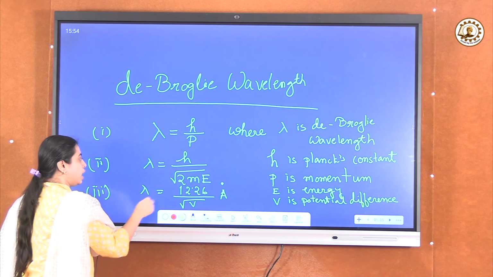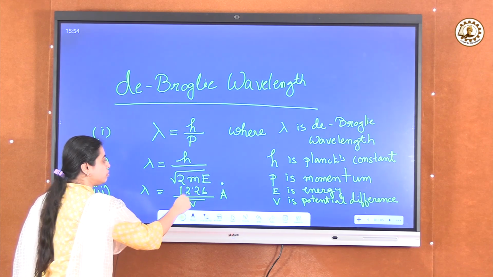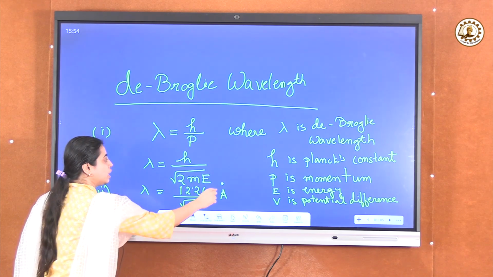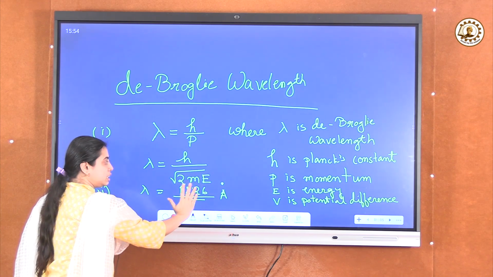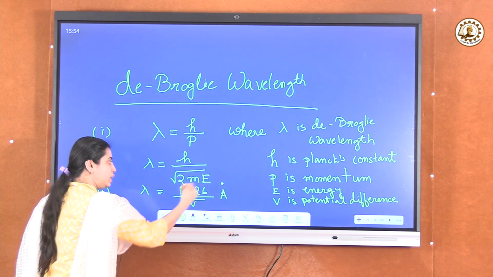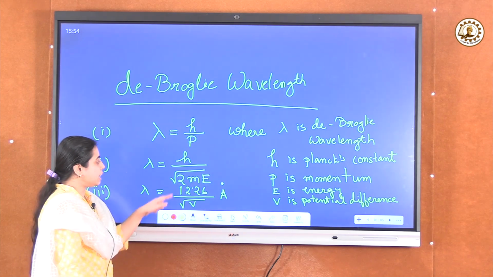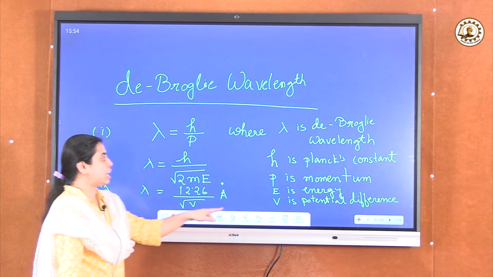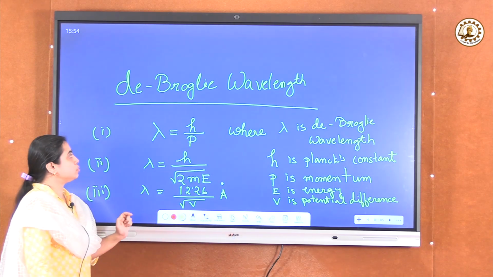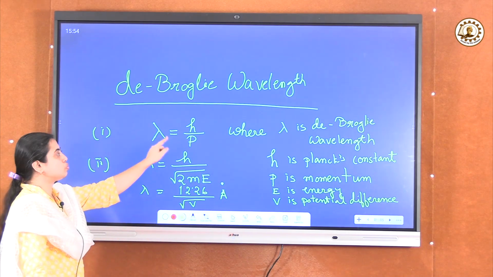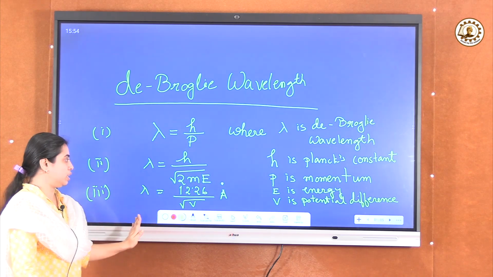And the third formula is written as lambda equals 12.26 divided by square root of V angstrom, with unit, because we have converted it into the proper unit and written the value directly, divided by root V. V is the potential difference. So normally questions come using only the first formula, but still I have given you all the three formulas.